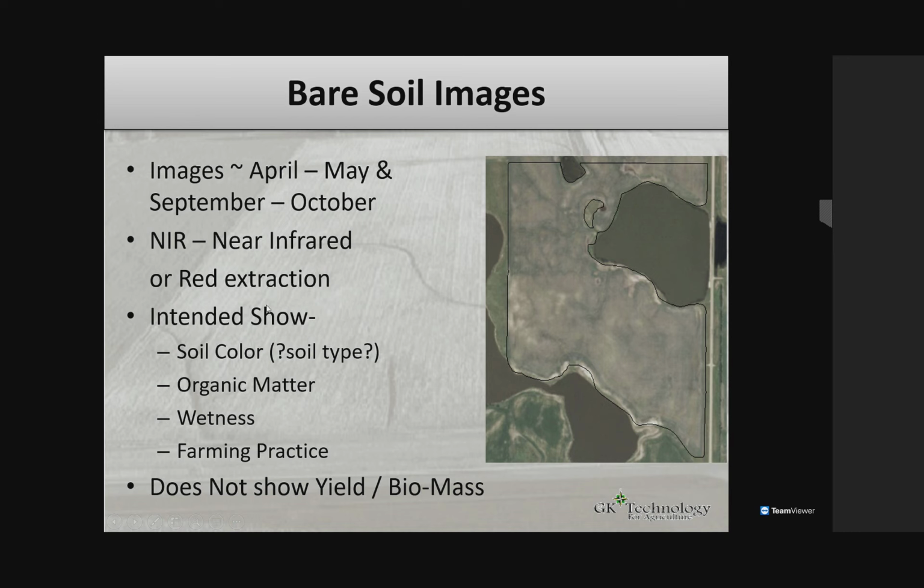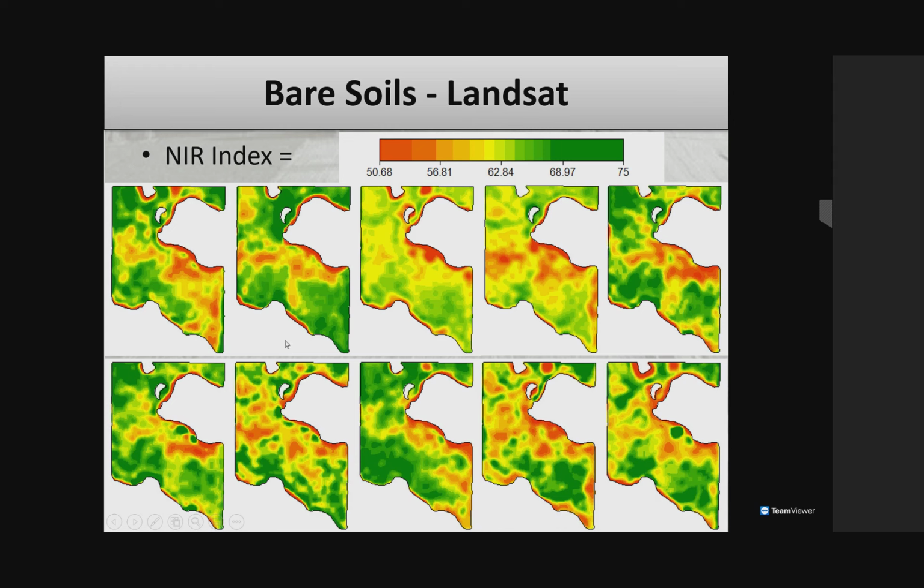So generally speaking, we're going to use near infrared light for the extraction on this one, or we'll use the red band visible light, not combining any bands for NDVI or anything like that. They're going to be intended to show you soil color, soil types, organic matter, perhaps a wetness of the soil, even farming practices. Keep in mind, this is not intended to show you yield and true biomass type indicators. Again, just a different way of looking at things.